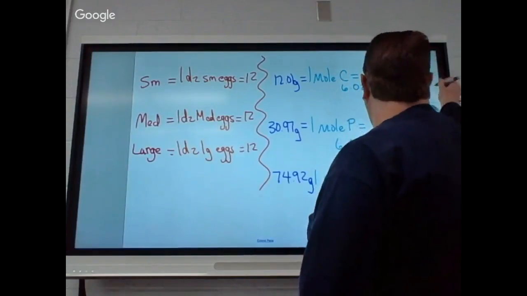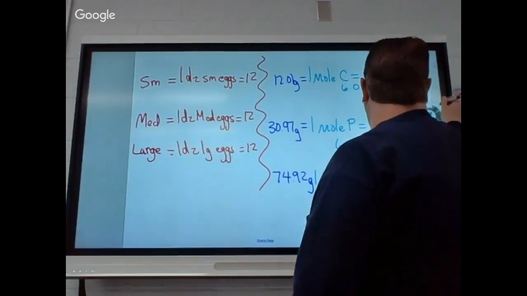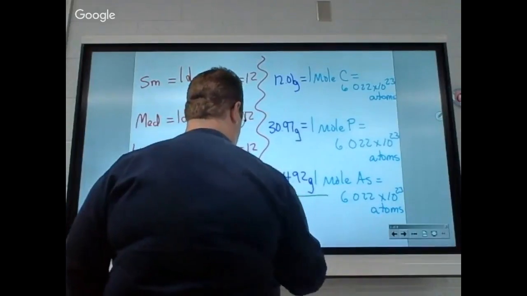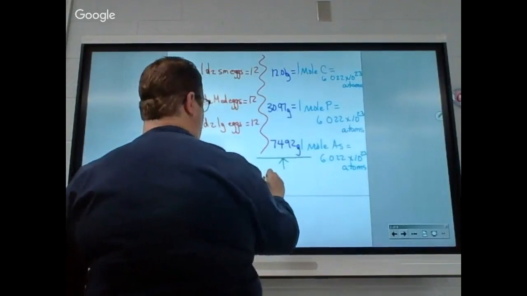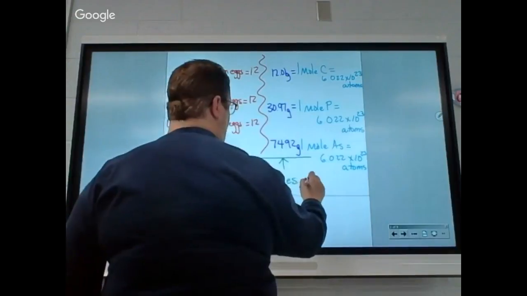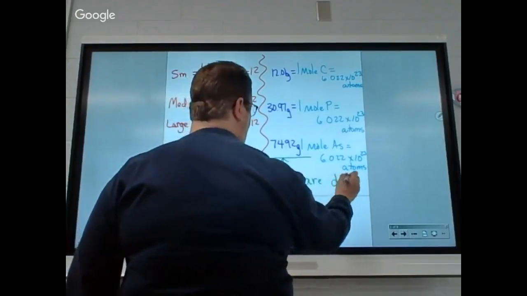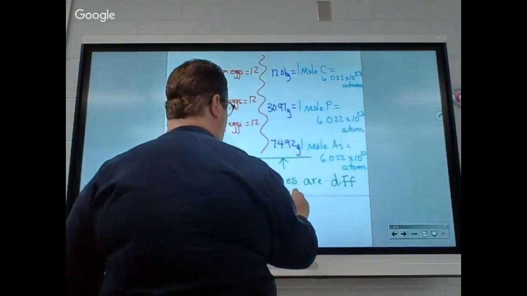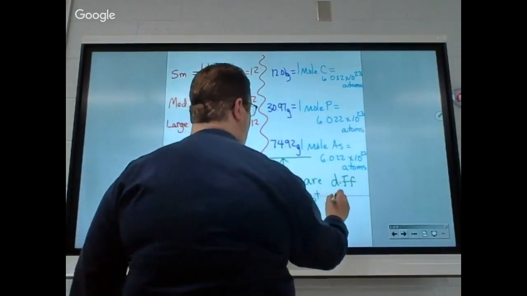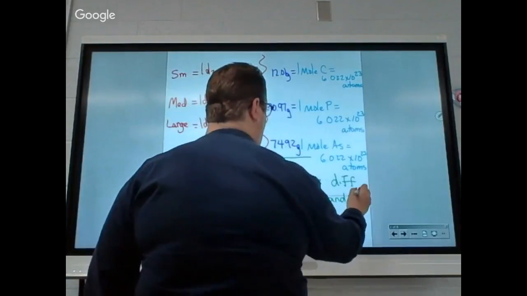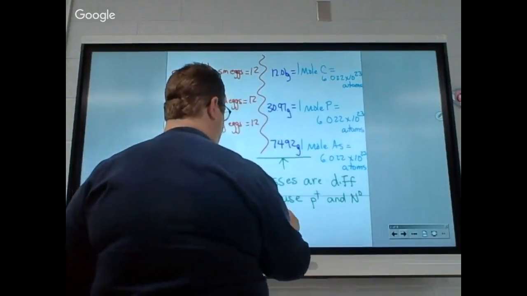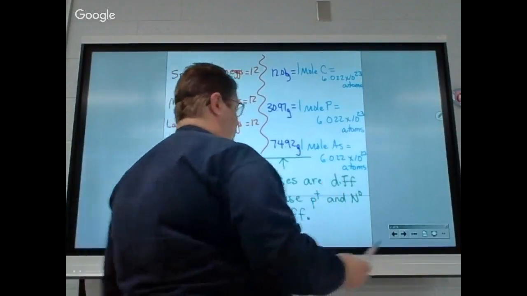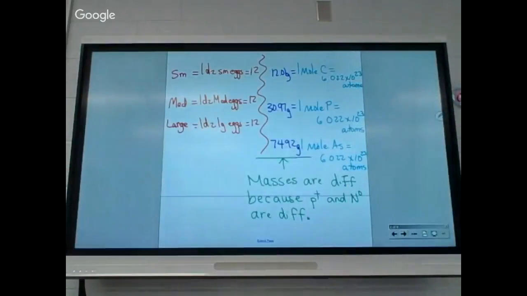That is exactly right. It might be the first time ever I didn't have to prod somebody for that answer. Okay? The masses are different because the protons and the neutrons are different. Now, notice I didn't say the electrons are different. Why didn't I say the electrons are different?